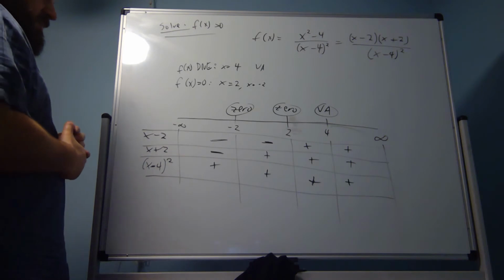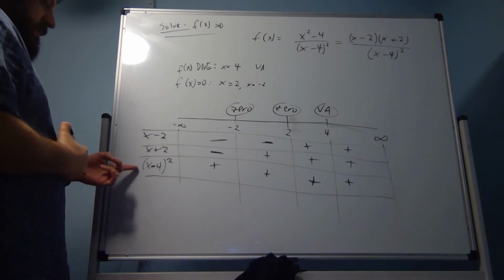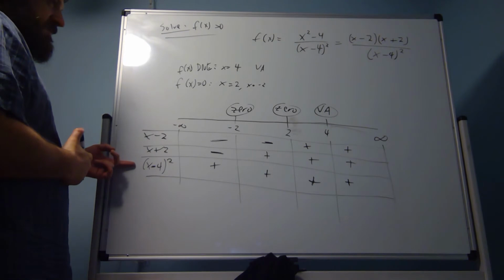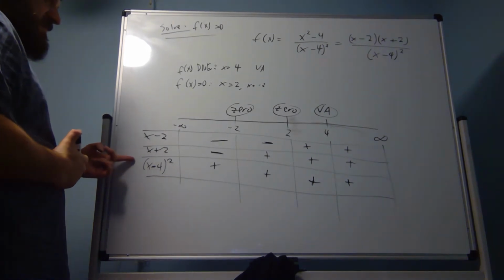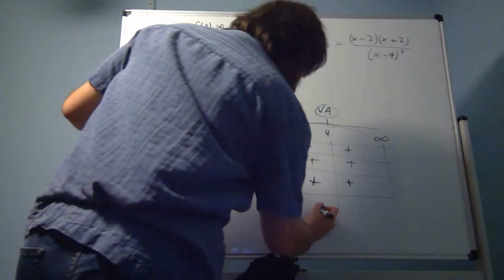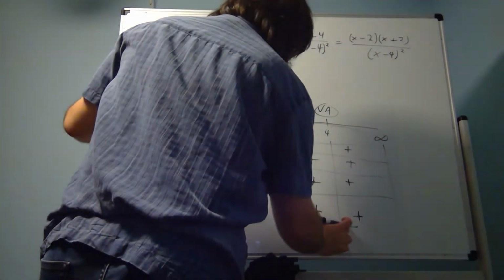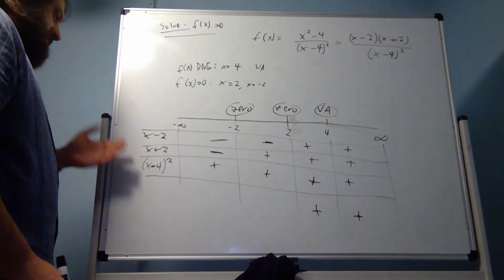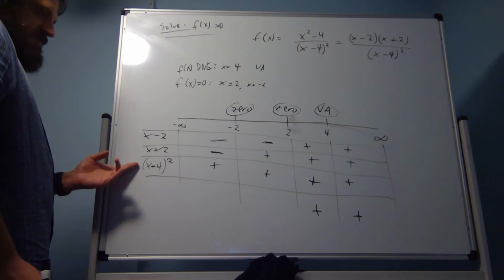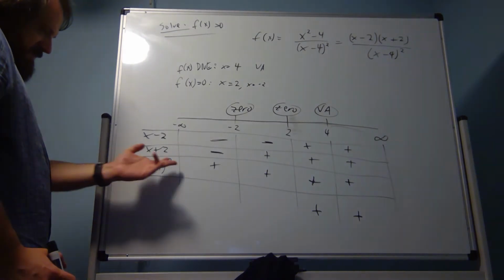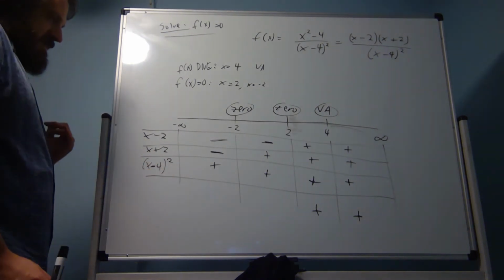But this x minus 4, nothing. We do have a vertical asymptote, which is interesting, but the function is positive on both sides because the factor that could have changed from positive to negative, well, it didn't change. That factor was squared, so it stayed positive.